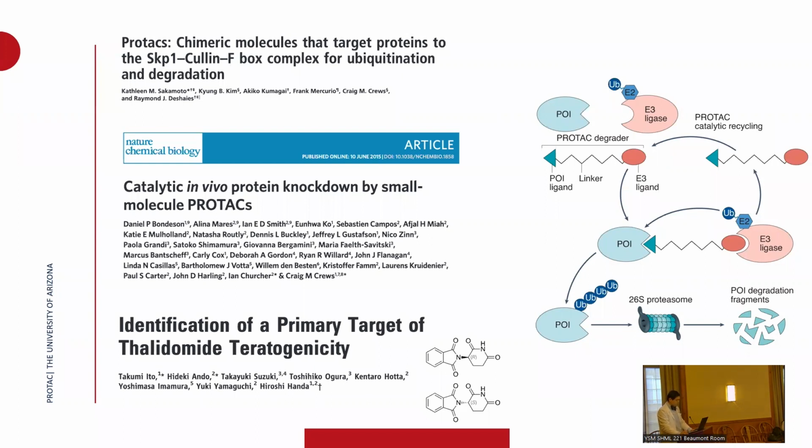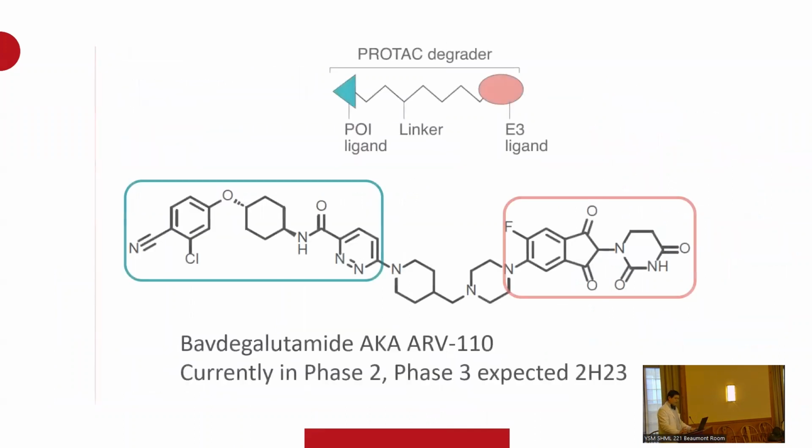Right around the same time, the Handa group from Tokyo also found the primary target for thalidomide, which turned out to be another E3 complex protein called cereblon. And so the first development of a PROTAC small molecule, as well as the identification of another potential E3 ligand, caused a burst of biotech development. One of the companies started by Craig Crews, called Arvinas, is here in town in New Haven.